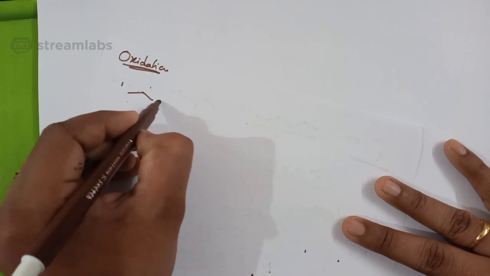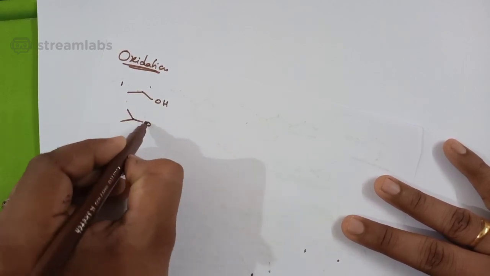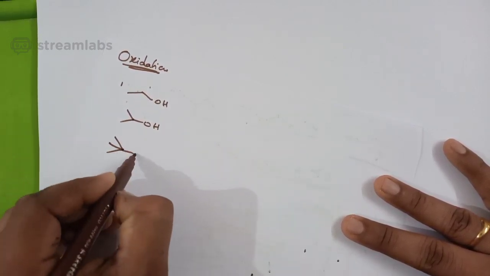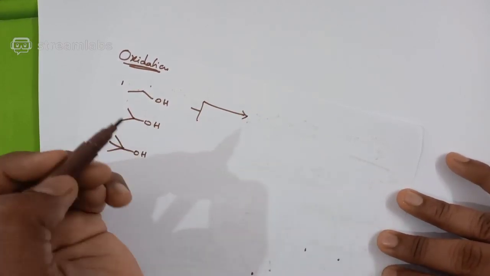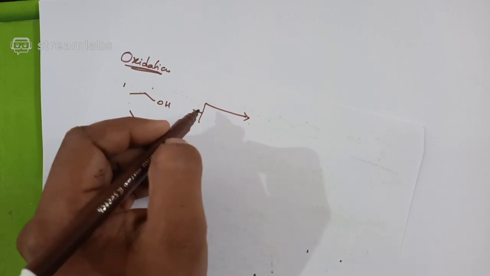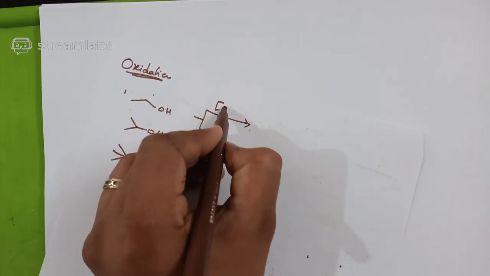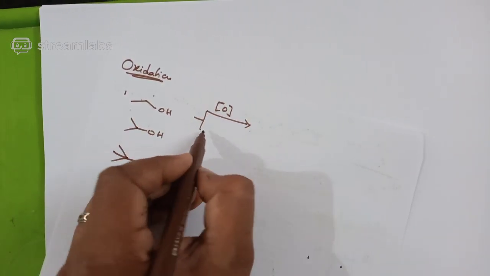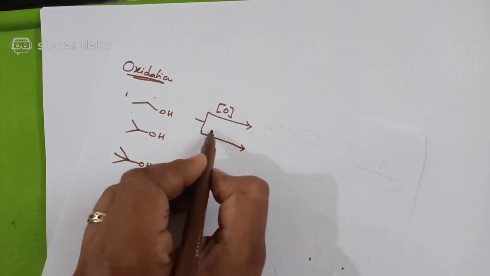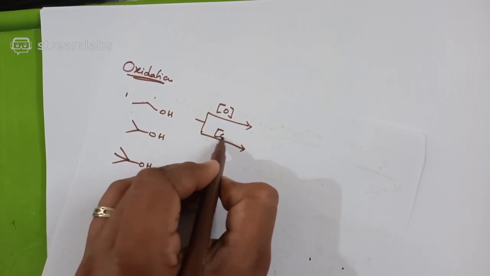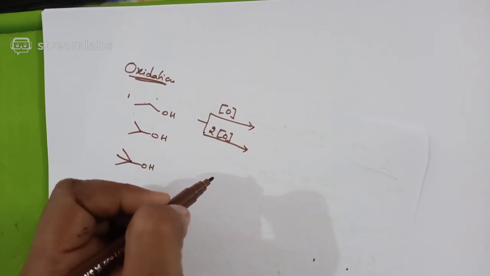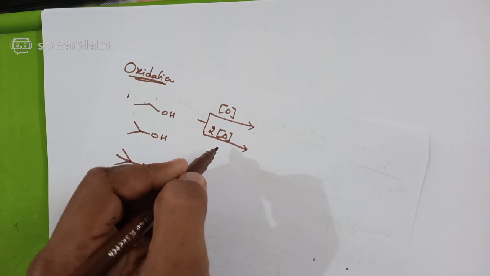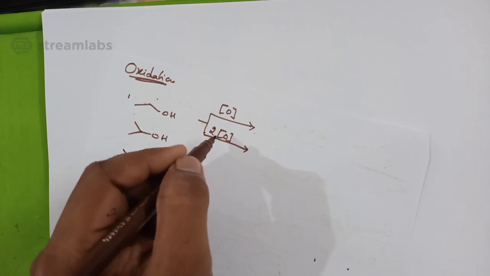If I take primary alcohol, secondary alcohol, tertiary alcohol, and use a mild oxidizing agent: what is the meaning of a mild oxidizing agent? It gives only one nascent oxygen. If it is a strong oxidizing agent, it gives excess, 2, 3, 4. Minimum 2 is enough for us. So 2 nascent oxygens, that is strong; 1 nascent oxygen, that is mild.